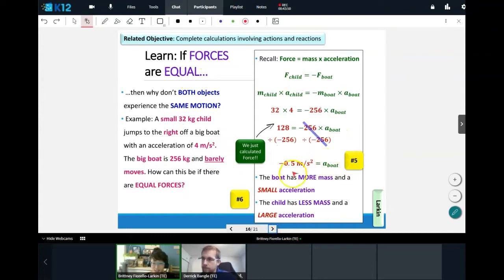This is number 5. So the answer here is negative 0.5 meters per second squared. Keep in mind that for the units box, you do need to write it as m/s with a caret and a number 2. Otherwise, the computer will mark it as incorrect. And don't forget your negative sign for the number. So this is the number, and then this is the unit for number 5. And then again, for number 6, a boat with more mass actually has a small acceleration, and a child with less mass actually has a large acceleration. Please go ahead and answer both number 5 and number 6. I'll give you 45 seconds because there are 2 questions.